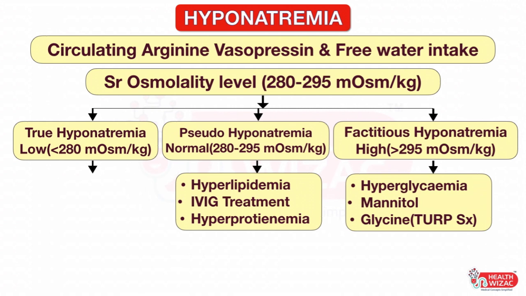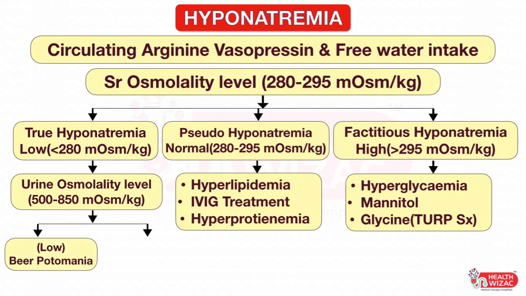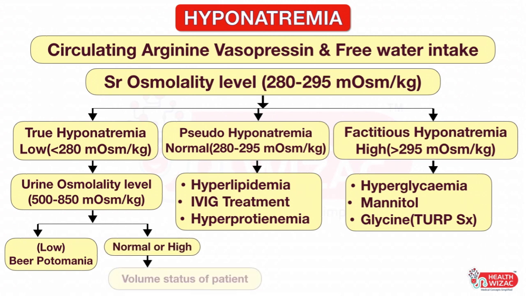Once the true hyponatremia is confirmed, the second level of evaluation is to check the urine osmolality level. Normal urine osmolality level is approximately between 500 to 850 milliosmoles per kg. Low urine osmolality is generally found in clinical conditions like beer potomania. Normal or high urine osmolality level requires further evaluation.